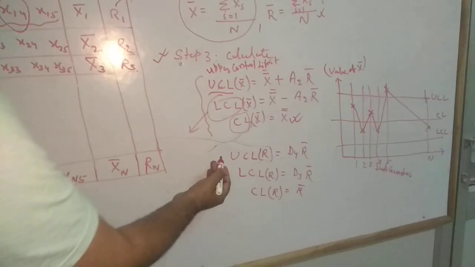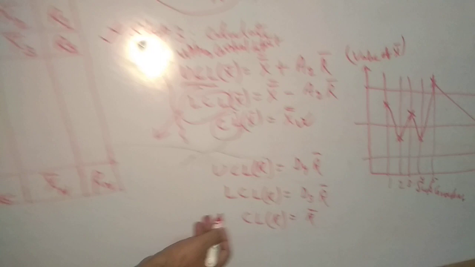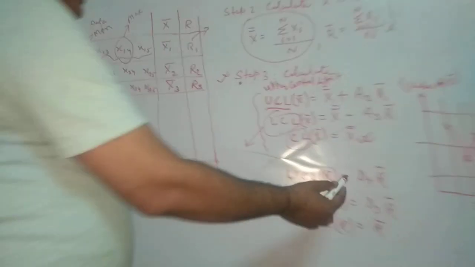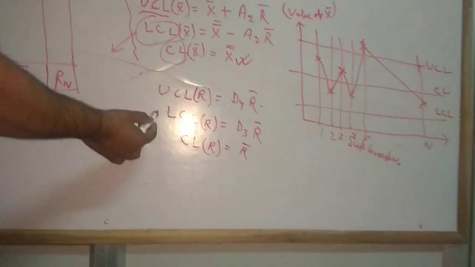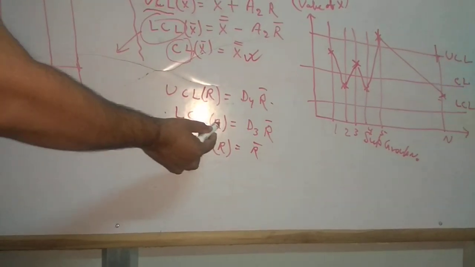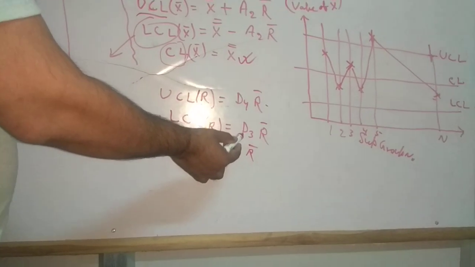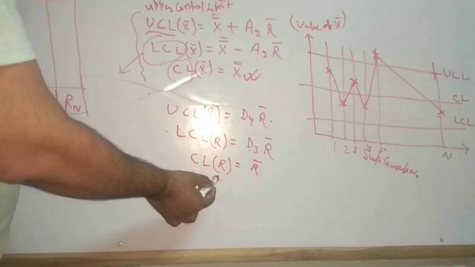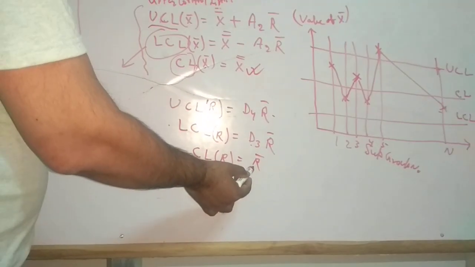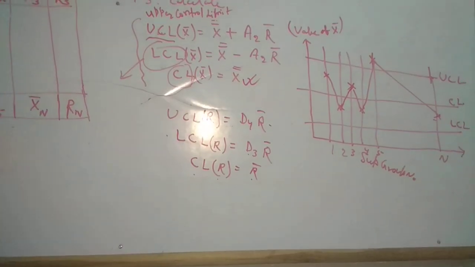Similarly, the upper control limit for R will be computed using the formula D4 R bar, the lower control limit for R will be computed using D3 R bar, and the control line for R will be computed using R bar.